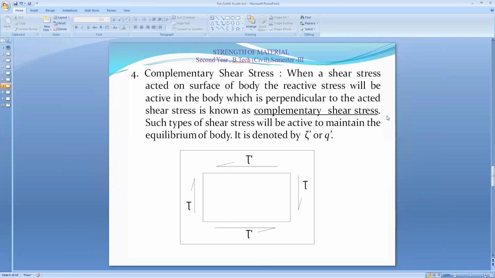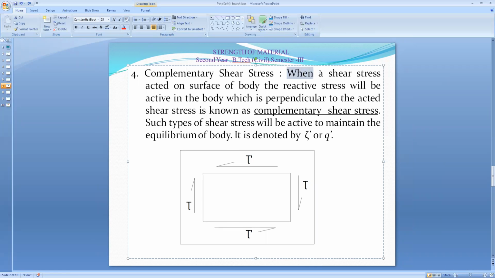The next point is called the complementary shear stress. When a shear stress is acted on a surface, means there is a force which tries to cut the body, which is known as the shear force. With respect to that, we have to consider the stresses utilized to maintain the equilibrium condition of that body to resist the shear force, which are known as shear stresses. So let us go to the complementary shear stress.